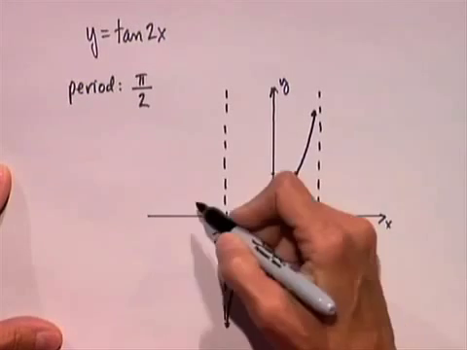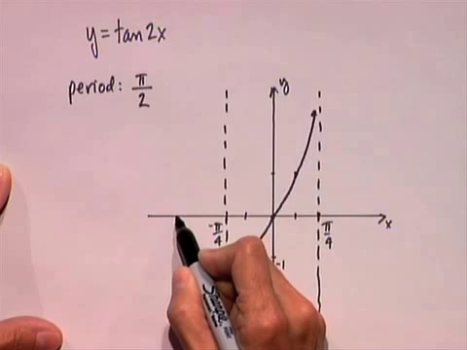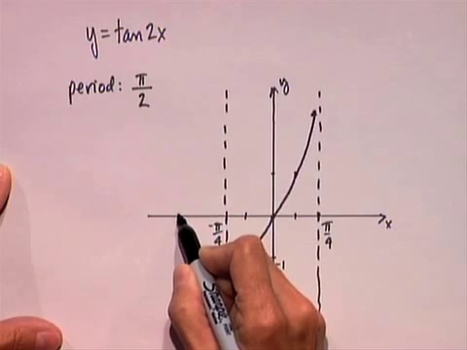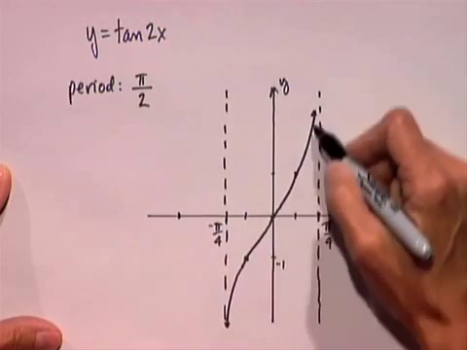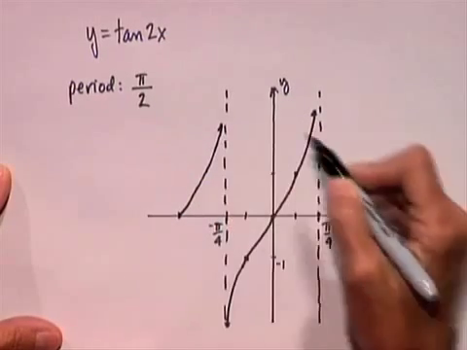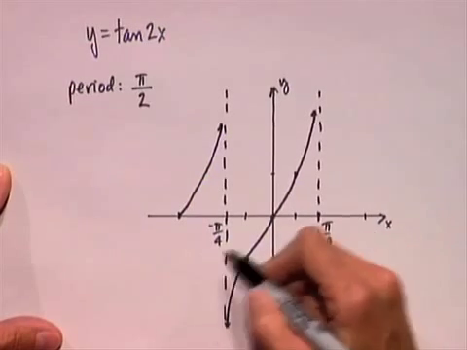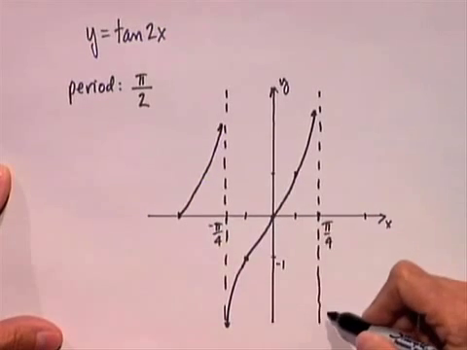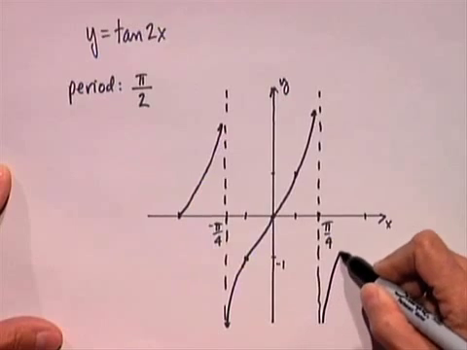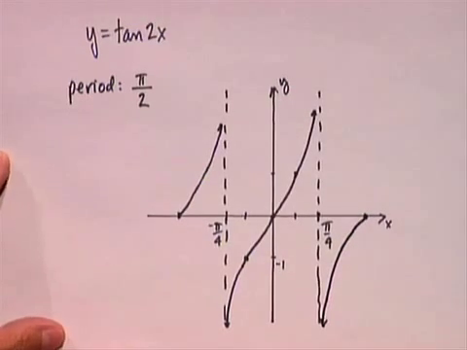Now the pattern continues, so if I were to go, say, just pi over 4 units, half of a period, I know that I would get this piece of the tangent again, something like that's supposed to look like that piece. And if I go pi over 4 units this way, I get the other part of the tangent, and then that continues in each direction.